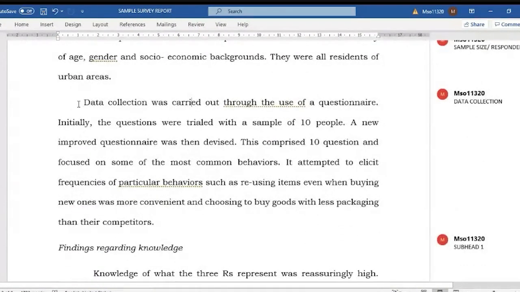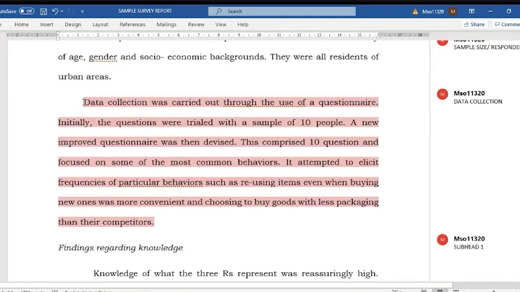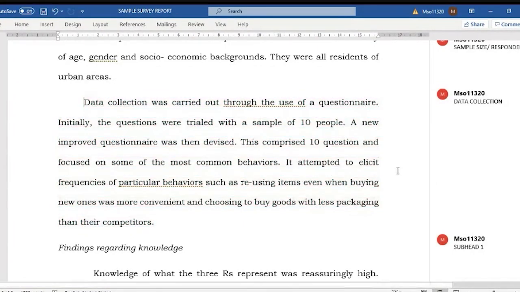Then, you should also include how you gathered your data. So, this is the methodology. You should tell the readers about the methods you used when you conducted the survey, and the channels used to spread it, and the ways used to analyze the data that you have collected. Let me read this one.